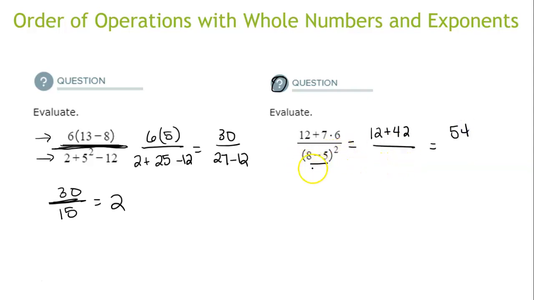That's not going to be correct. Order of operations says parentheses first. So this becomes 3 squared. 3 squared is 9, and 54 divided by 9, you should have gotten 6.